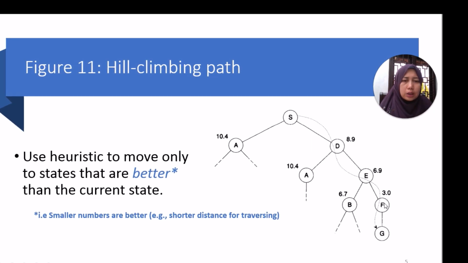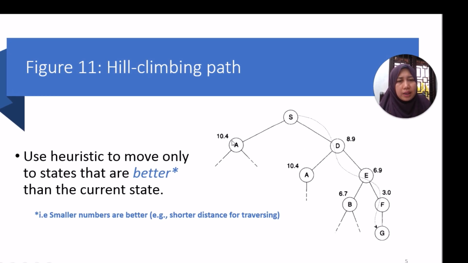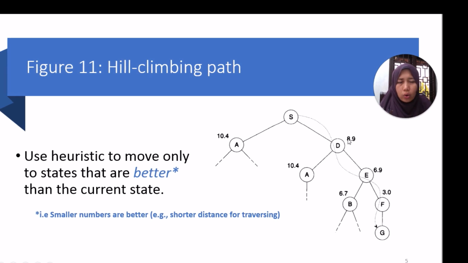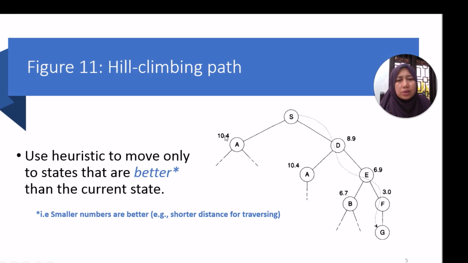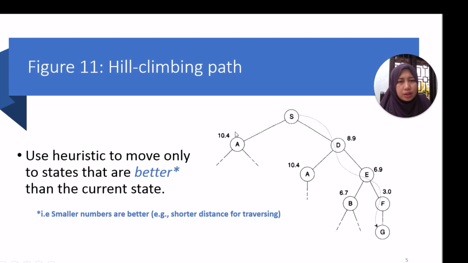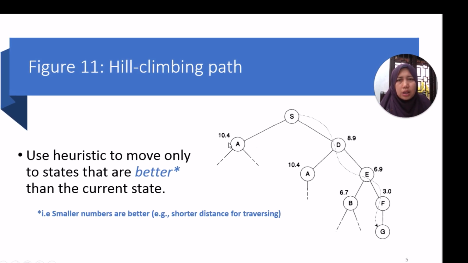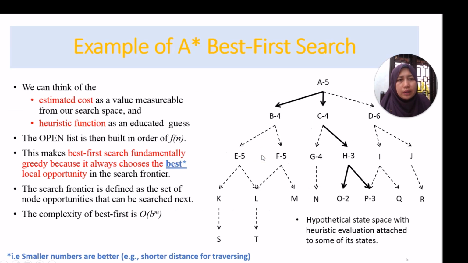However, what happens if, assuming that this is 8.9 and this is 10.4? This indicates that hill climbing might not necessarily be able to give you the actual result if we want to put the goal as G. So hill climbing needs to have another technique called backtracking.